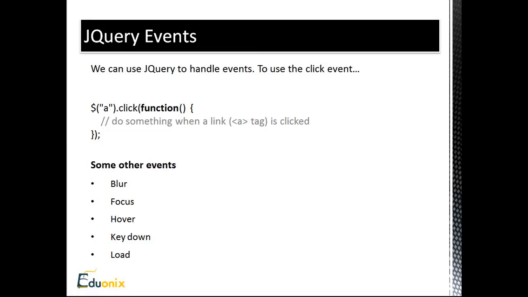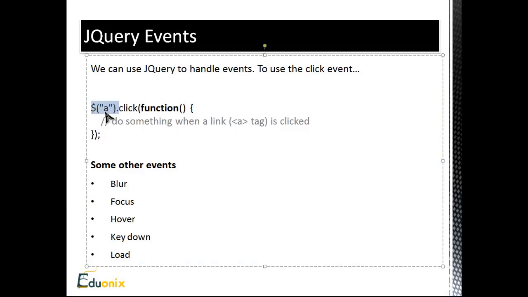jQuery events. Like I said, jQuery is very good at handling different kinds of events, and here we can see an example. We're saying all the A tags. Okay, so we know that an A tag is a link, so we're saying all the links, when we click on a link, we're going to run this function, which has nothing in it because this is just an example, but we could do, let's say, like we just saw, the add class action. We could add a class to all the links when they're clicked, if we wanted to do that.